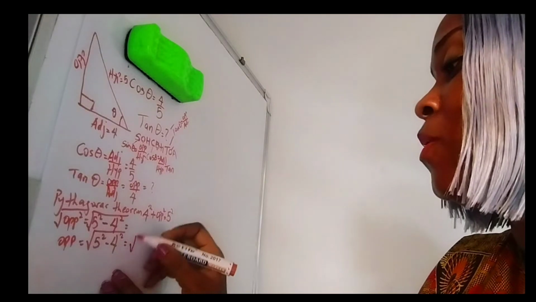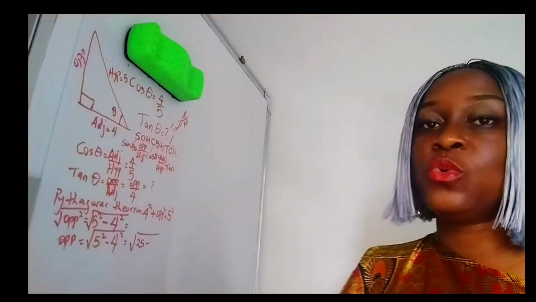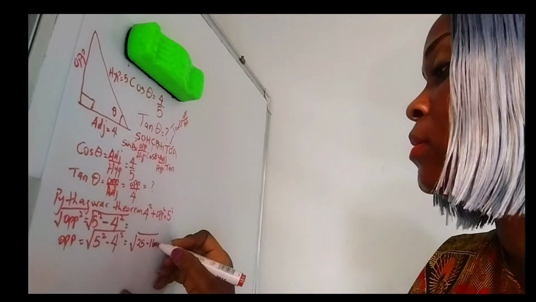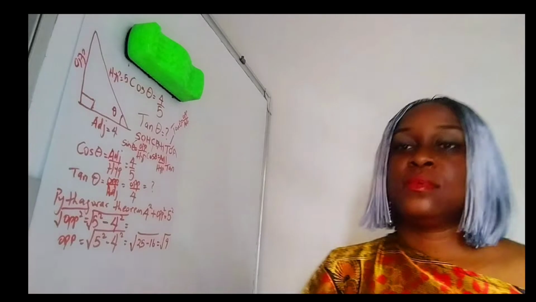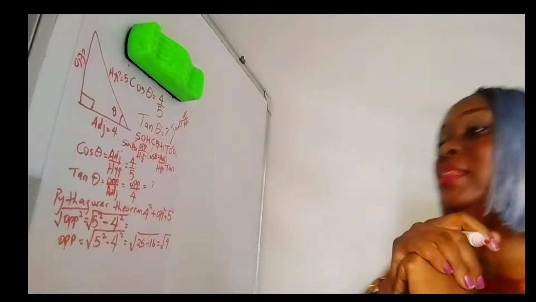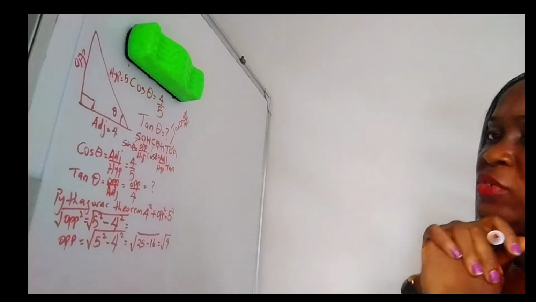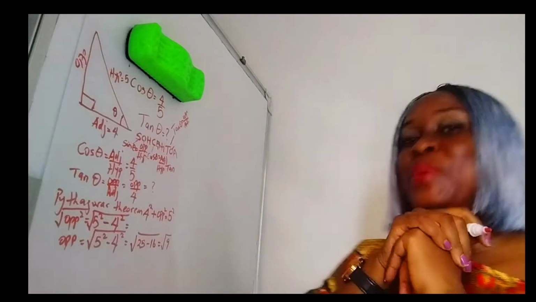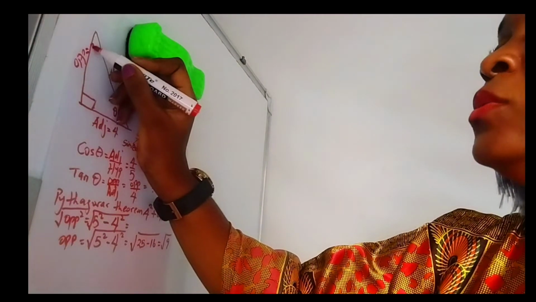So 5 square is 25, while 4 square is what? 16. So that gives us a square root of 9. So we all know that the square root of 9 is what? 3. Beautiful. So the opposite is equal to 3.